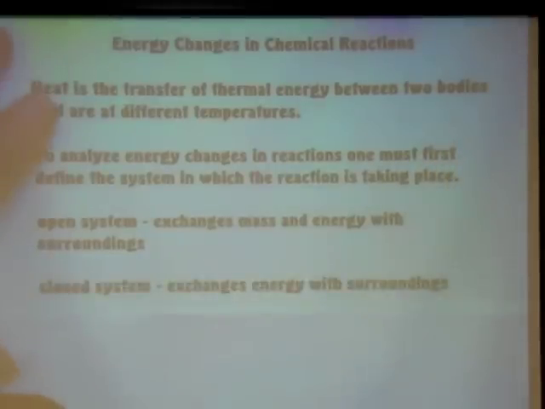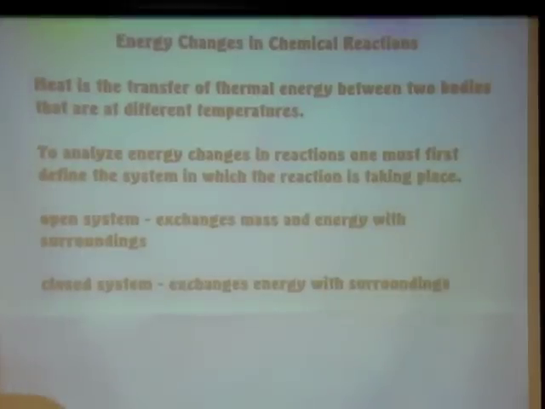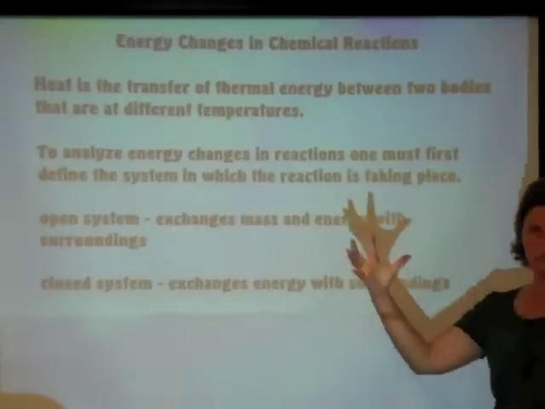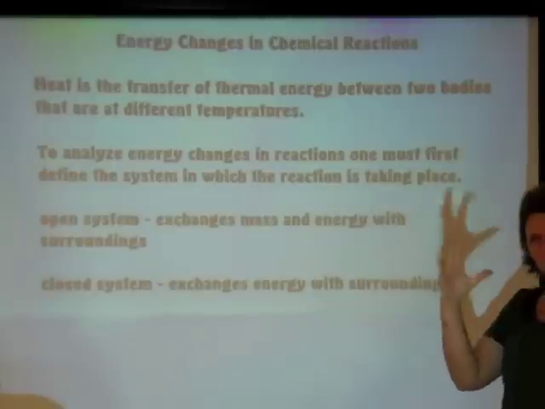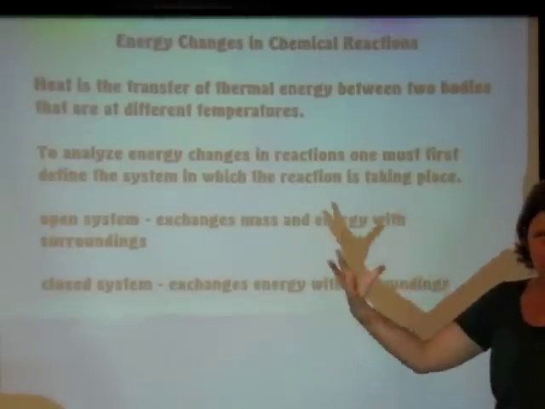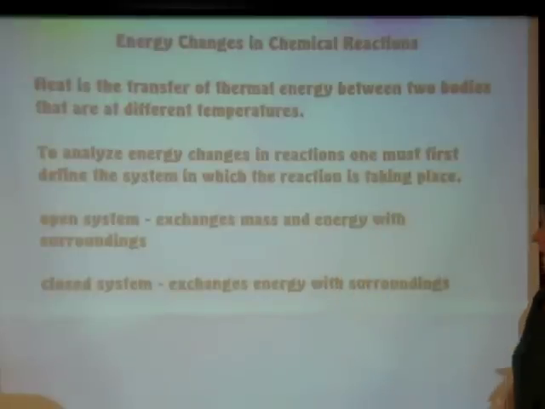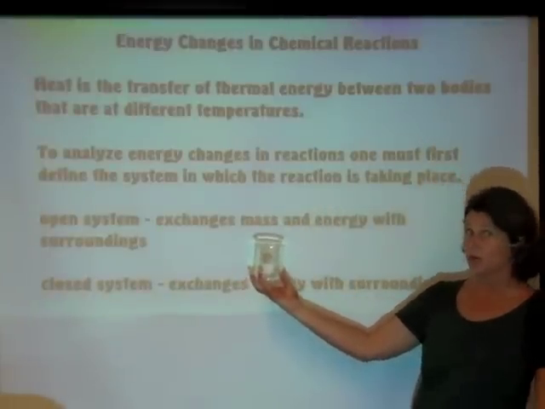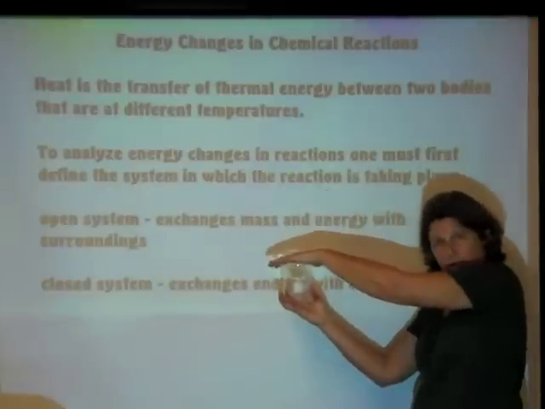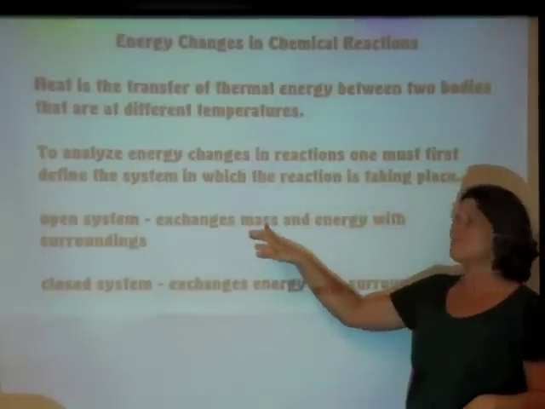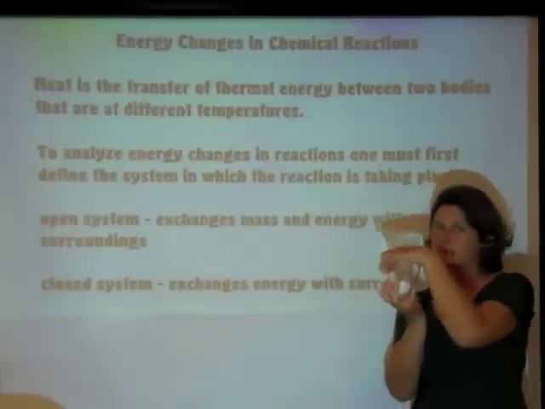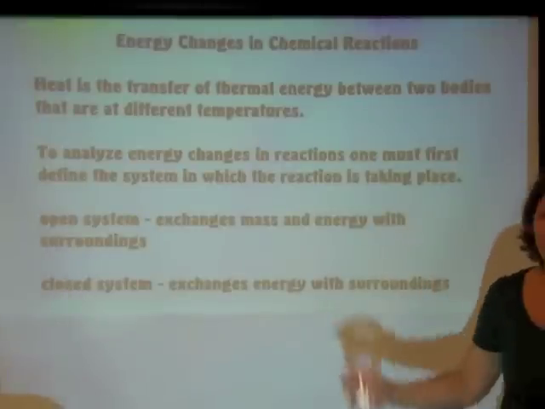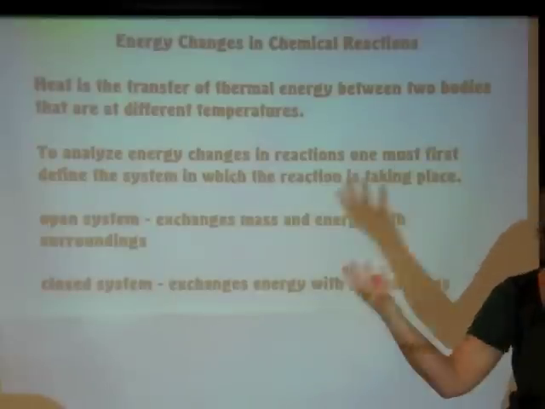All right. A closed system, none of the mass is able to escape, but it still can exchange energy with the surroundings. So if it's absorbing energy, it can do that from its surroundings, or if it's releasing energy, energy can be transferred out to its surroundings. So how can we make this open system into a closed system? Right, we're going to put a lid on it. If we put a lid on it, then we're not going to have any mass escaping. No gases can escape. All the mass has to stay in here. But energy transfer can still occur because this is glass. And so it will transfer.